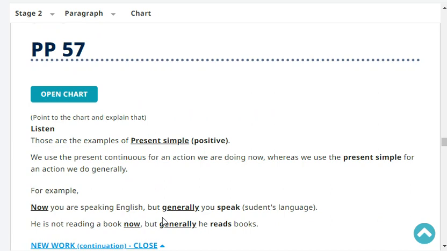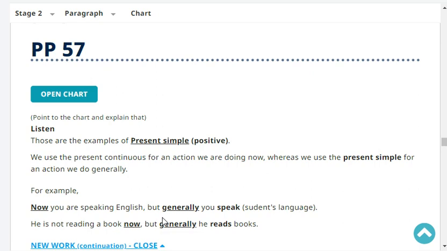Okay, we use the present continuous for an action we are doing now at this moment. Whereas we use the present simple for the action we do generally, like we always do. For example, now you are speaking English, so that is present continuous. But generally, you speak Japanese.